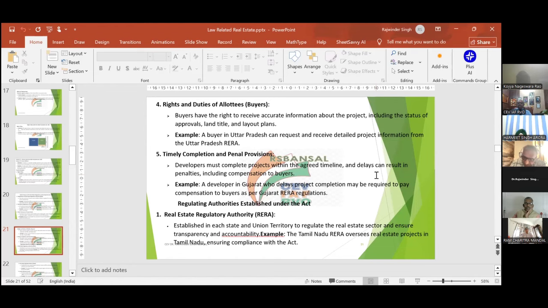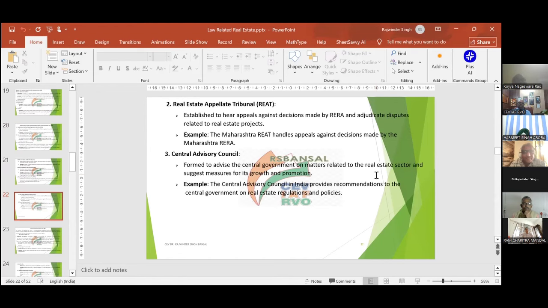Next are regulating authorities established under the Act. First authority is the Real Estate Regulatory Authority. Each state establishes its own real estate regulatory authority. For example, Tamil Nadu RERA oversees real estate projects in Tamil Nadu, ensuring compliance with the Act. Then the Real Estate Appellate Tribunal. It is established to hear appeals against decisions made by RERA and adjudicate disputes related to real estate projects.